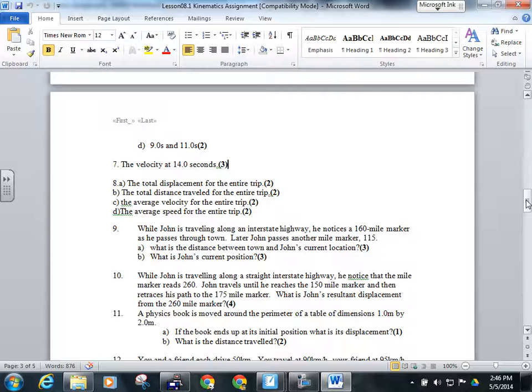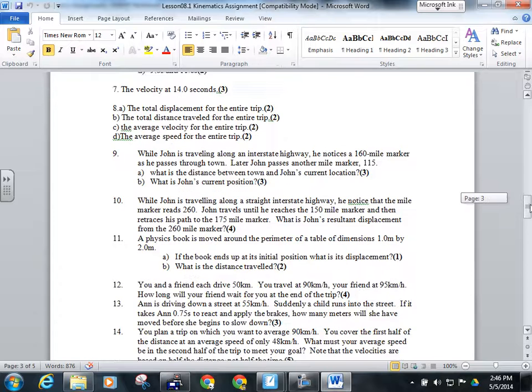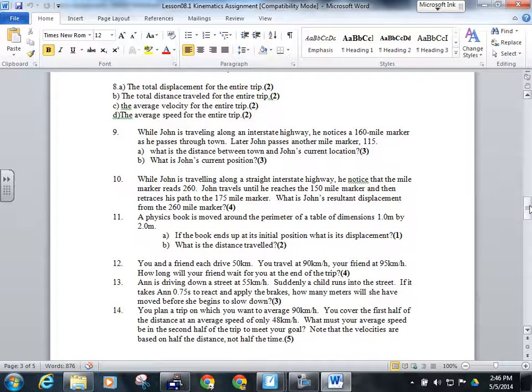Okay, and then for number 8, we're looking at totals for the entire trip. Total distance, total displacement, average velocity, average speed over the whole trip. And then 9, 10, and 11, and 12, and 13, and 14 are all V equals D over T type of questions. All right, everybody follow me here?